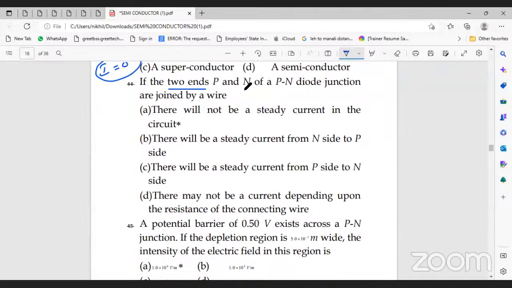If the two ends P and N of a PN junction diode are joined by a wire, what will happen? If you just connect it by a wire, a steady current will not flow because it is a diode. There will be no steady current in the circuit because of the junction.